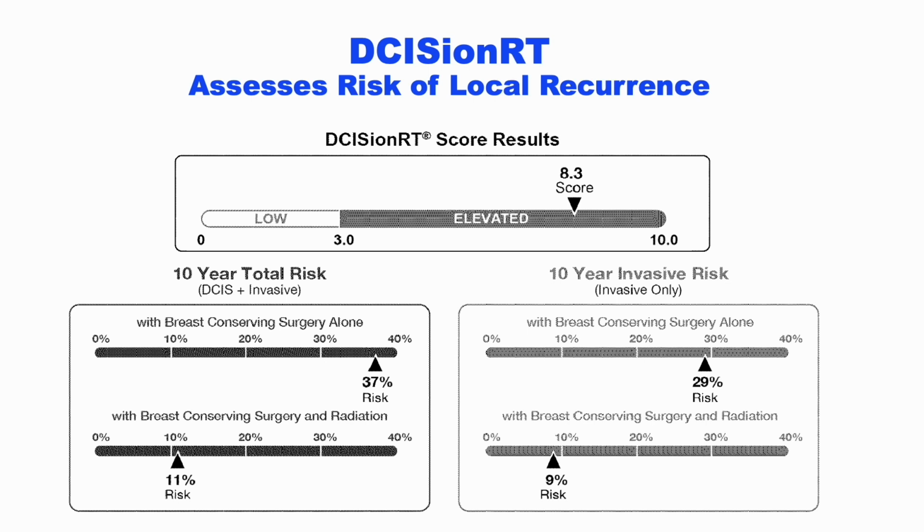Here's an example of a DCIS DecisionRT test result showing an overall risk score based upon a scale of 0 to 10. This particular example shows a patient who has an elevated risk of 8.3 out of 10. The 10-year risk of recurrence of DCIS or invasive breast cancer with and without radiotherapy is shown in the lower left.